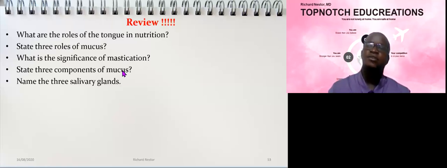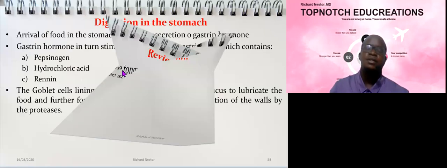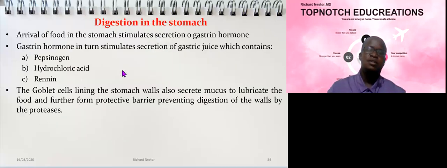So with that, I would like us to wind up our session by looking at digestion in the stomach. The boluses arrive in the stomach. Now, what happens in the stomach next? Arrival of food in the stomach usually stimulates secretion of a hormone we are calling gastrin hormone.